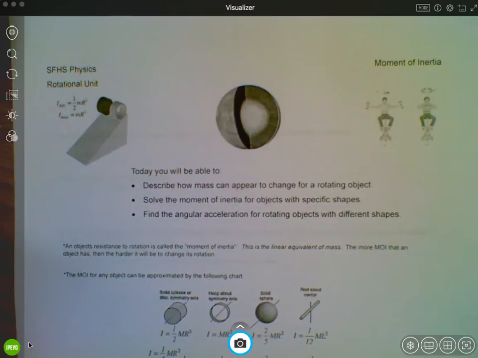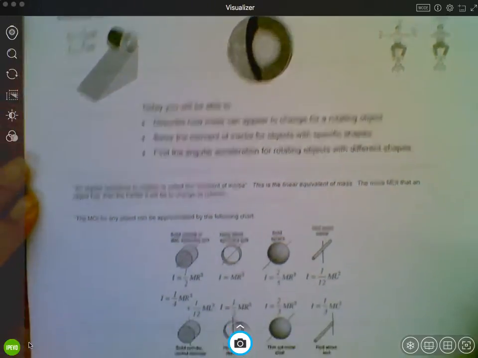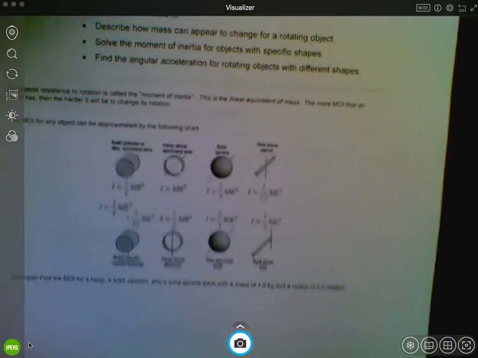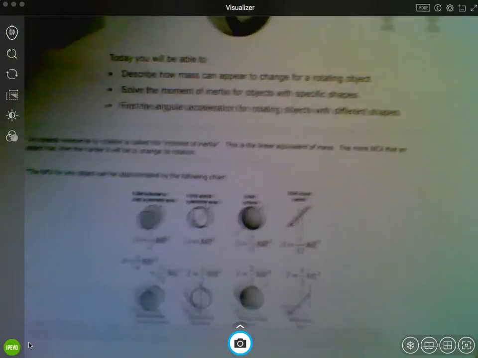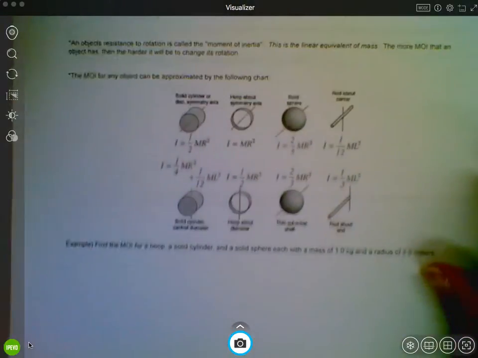We're going to solve for moments of inertia, and we're going to find angular acceleration for rotating objects with different shapes. We're going to do some demos in class, but I'm just going to get you oriented here.